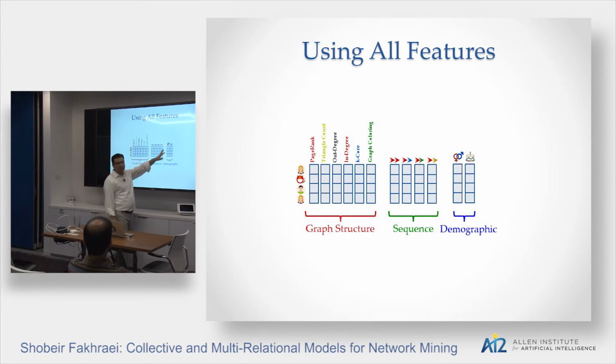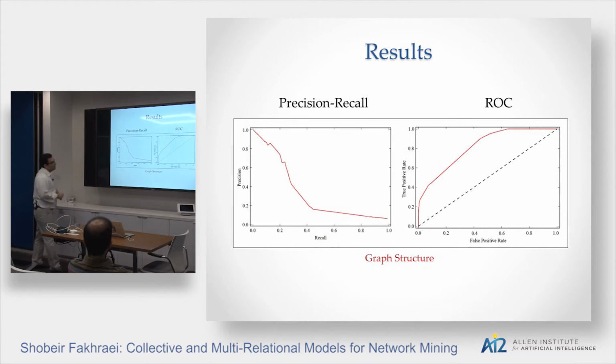So the next obvious step is to put these features together, and also to show how effective these are, we just added 2 demographic features, age and gender of the user, to this, to figure out how effective this approach is. So this is using the graph structure features.